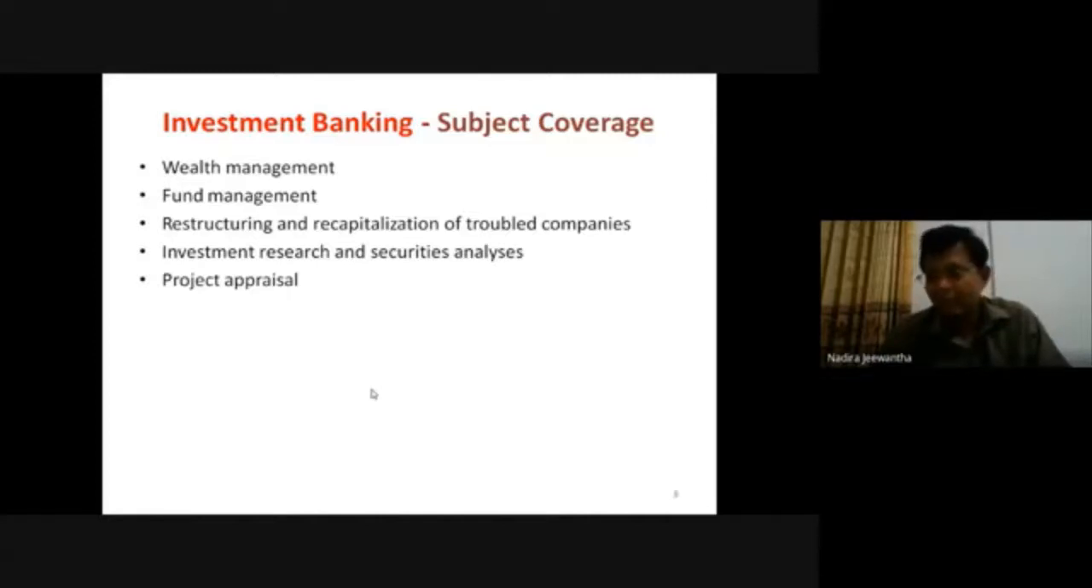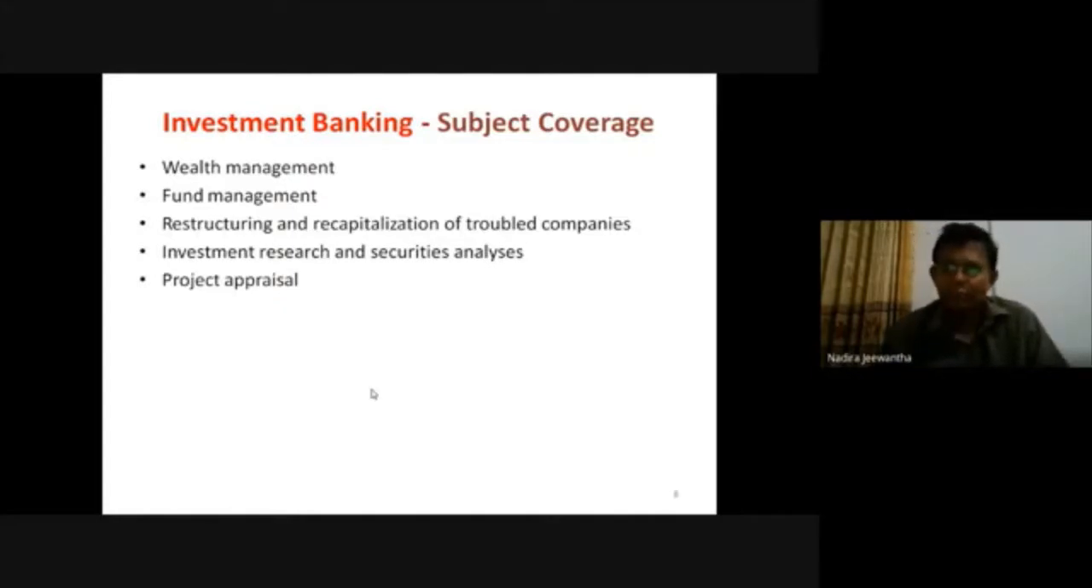Restructuring, capitalization, troubled companies, turnaround. So if the examiner asks you for turnaround as a word, you turn around the company. Investment research is research you get every time. When you invest in shares on the CSE, we have 24 share brokers at the moment, and they will send you research reports on companies. They are recommending to buy, sell or hold. Whether to keep this share, buy this share, or hold this share, they are recommending to you.